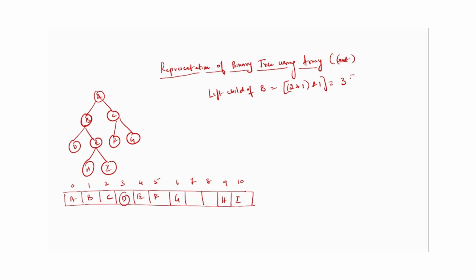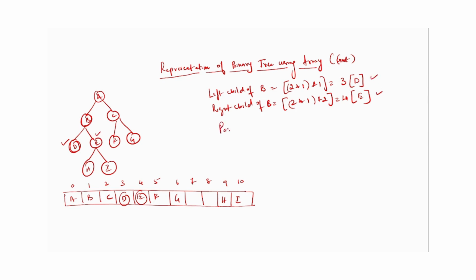So here 3 is nothing but D, and let us check whether this is right or wrong. Yes, so basically here the left child of B is D, so this is correct. What is the right child node of B? 2 into 1 plus 2, right? That's nothing but 4. So let us check what 4 is. 4 is nothing but E here, right? So this is nothing but E. Let us confirm with the binary tree. Yes, E is the right child node of B, right? So here this is right and this is also right.